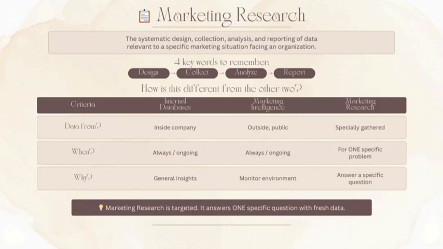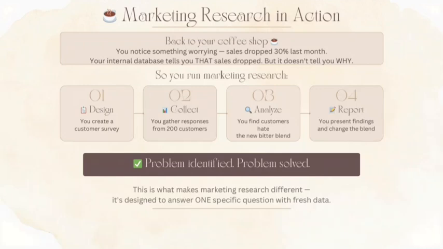Back to your coffee shop. You noticed something worrying. Sales dropped 30% last month. Your internal database tells you that sales dropped, but it doesn't tell you why. So you run marketing research. Design. You create a customer survey. Collect. You gather responses from 200 customers. Analyze. You find that customers hate the new bitter coffee blend. Report. You present findings to your team and change the blend. Problem identified, problem solved.